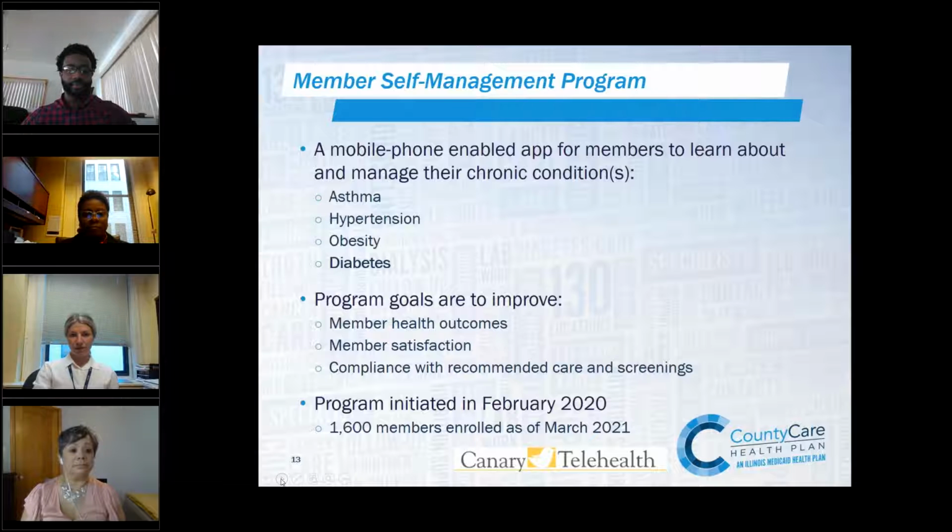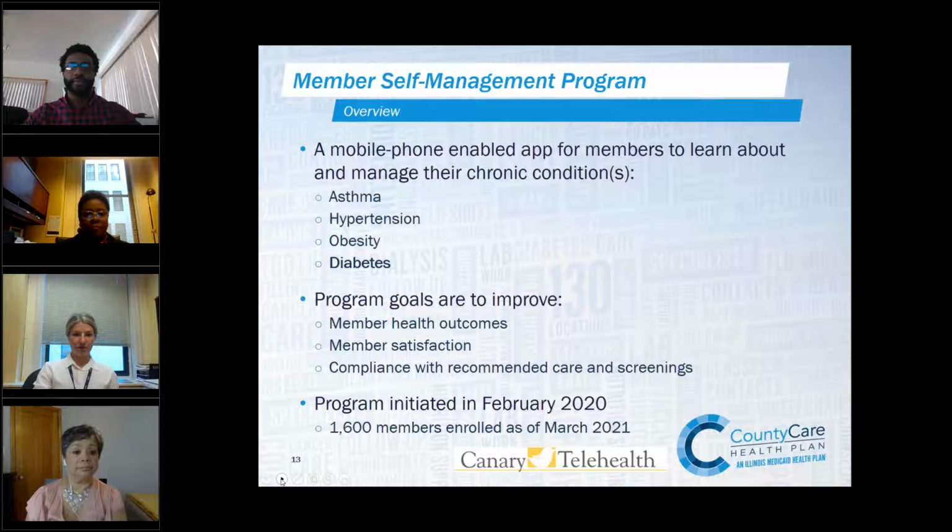On the next slide, once we have assessed our target population, we can begin to roll out programs to support members. One program we have supporting members with diabetes is the Member Self-Management Program with Canary Telehealth. This program features a mobile phone-enabled app members use to log biometric data and learn about ways to manage their chronic condition. The goals of the program are to improve member health outcomes by empowering members with tools to help manage their diabetes and engage with their health care. The program was initiated in February of 2020, and over the past year or so, 1,600 members have enrolled.